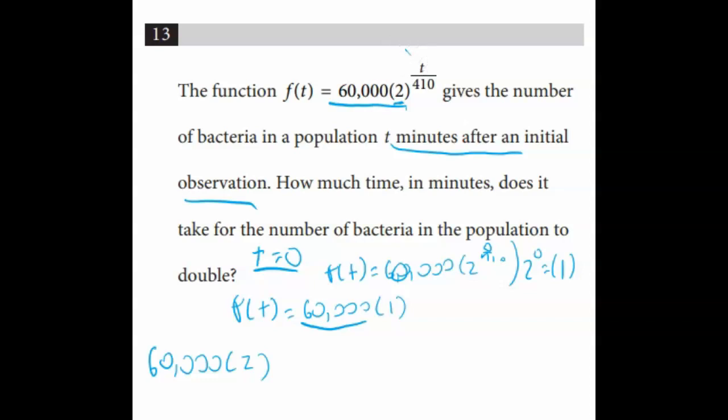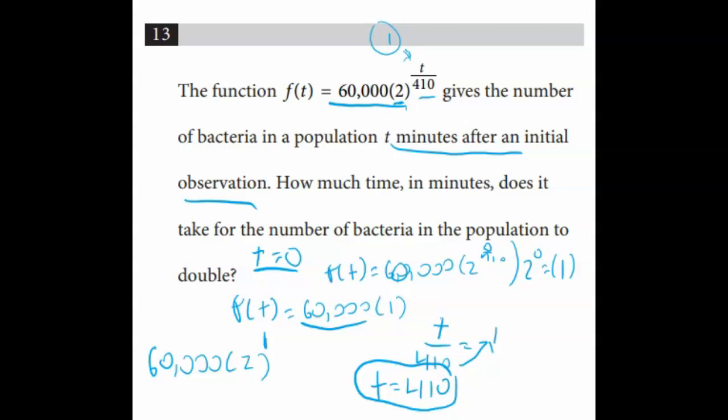So what do we need to do to make sure this 2 stays a 2? Well, we need to make its exponent equal 1. And that's going to be our big hint here. How do we get the exponent to equal 1? Well, we know the equation, so we just have to get t over 410 to equal 1. And so we multiply both sides by 410, and we get t equals 410. And so that's going to be the correct answer.